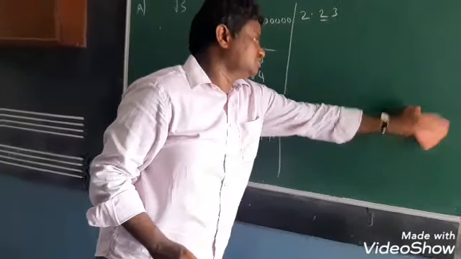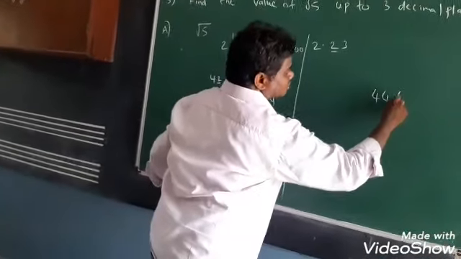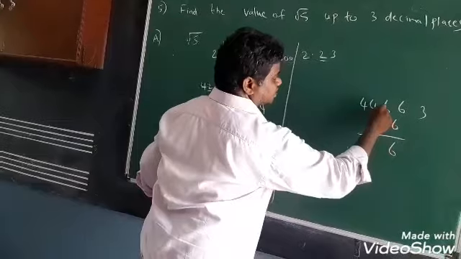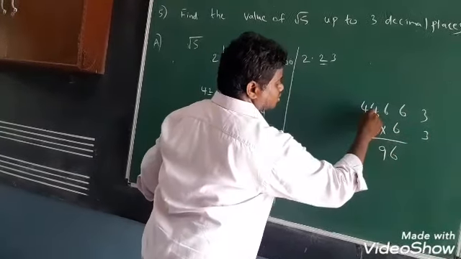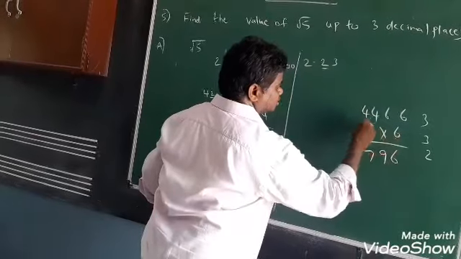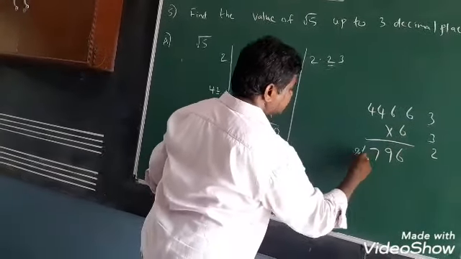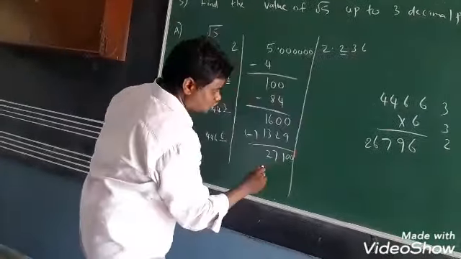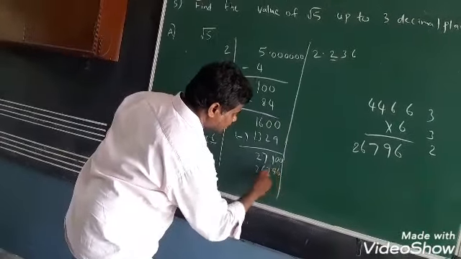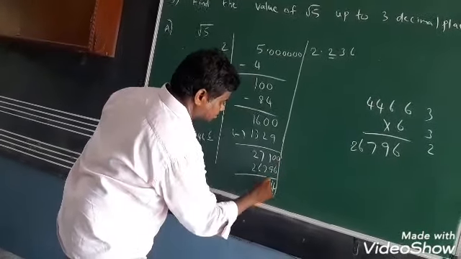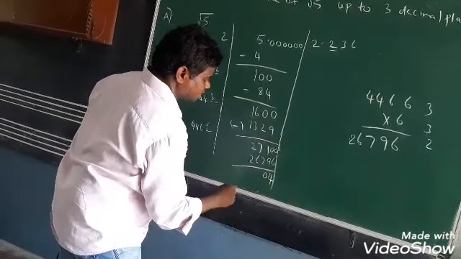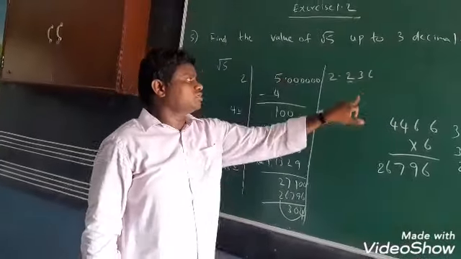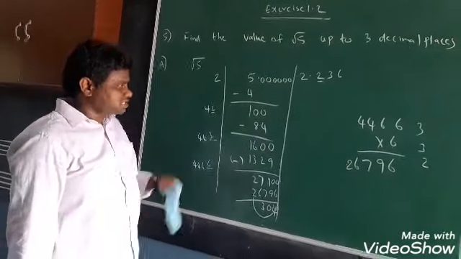So check with 6. That is 446 into 6: 6 6s are 36, 6 6s are 36, plus 3, 39, 6 4s are 24, 24 plus 3, 27, 6 4s are 24, 24 plus 2, 26. So it is approximately the nearest. Keep 6 here and 6 there. So you will get 26,796. For the remainder: 10 minus 6, 4, 0; 9 minus 0, 9, 0; 10 minus 7, 3. So you get 304. They want to stop up to 3 decimal places, so stop here at 2.236.